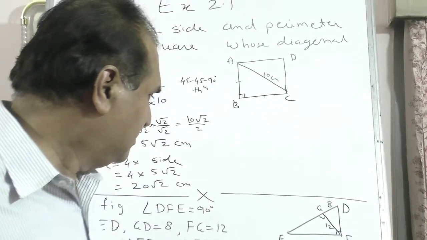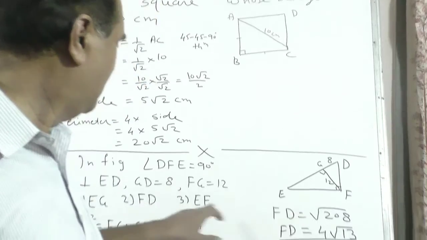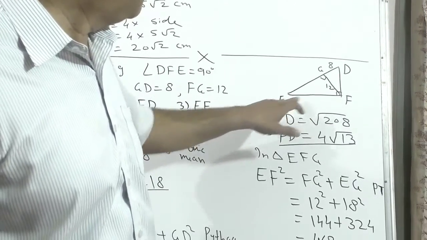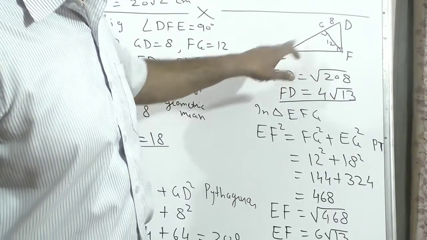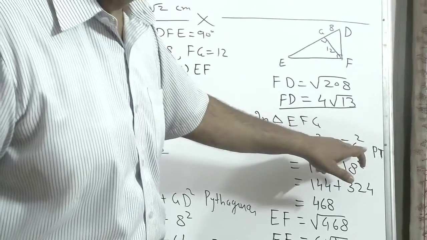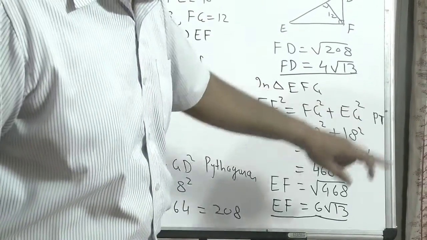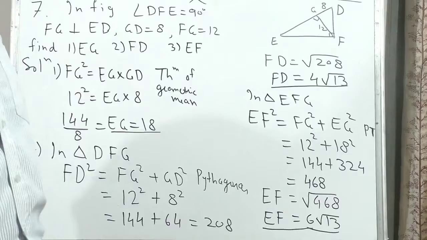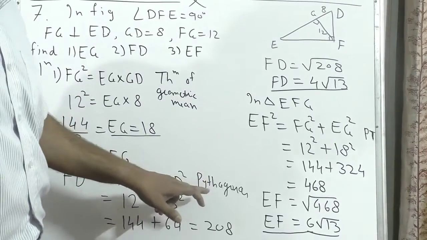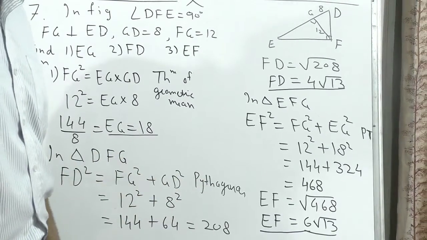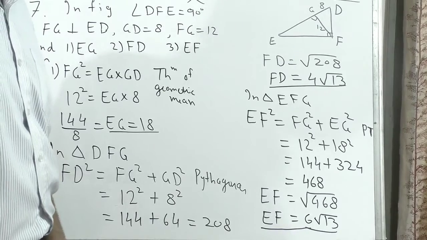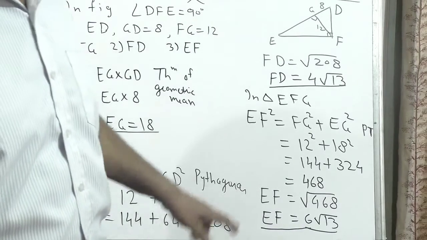Okay. Now third, this triangle. EF also is asked. EF square, Pythagoras. FG square plus EG square. I am just being a little lazy, but you write the full Pythagoras theorem. Reasons are important. I wrote here Pythagoras, but you write the full Pythagoras theorem. Okay, your presentation is important.